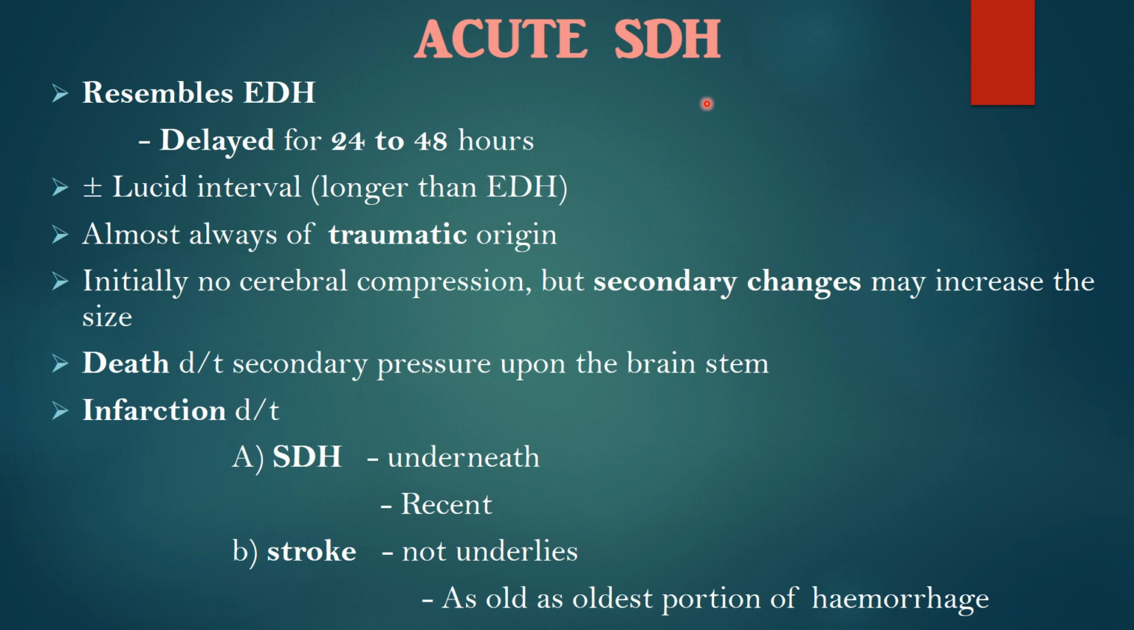In acute subdural hematoma, the presentation can mimic extradural as the hematoma is expanding rapidly. Signs and symptoms appear more rapidly. There can be a lucid interval. Acute subdural hematoma is almost always traumatic. There is no cerebral compression, it doesn't develop so rapidly, but the secondary changes can occur. Death will be due to the secondary pressure upon the brainstem. As the hematoma is rapidly expanding, the brainstem is pushed downwards, so pressure develops that will lead to respiratory center failure, so death.